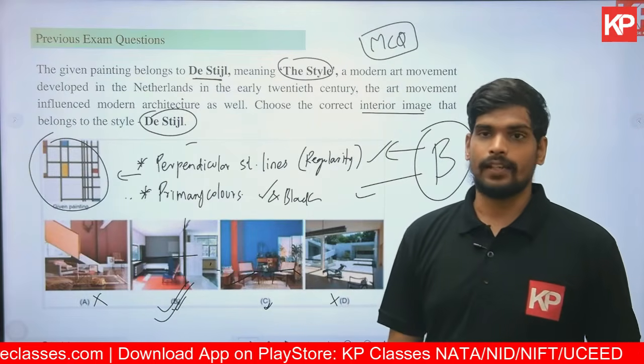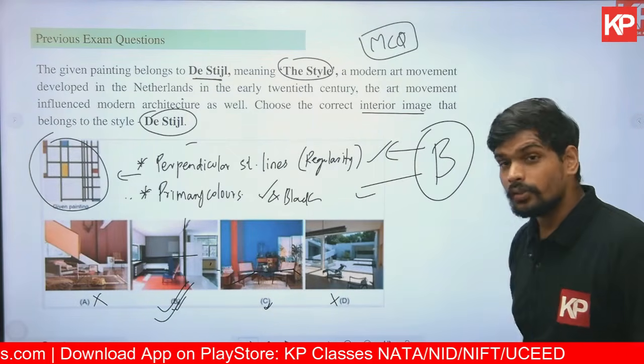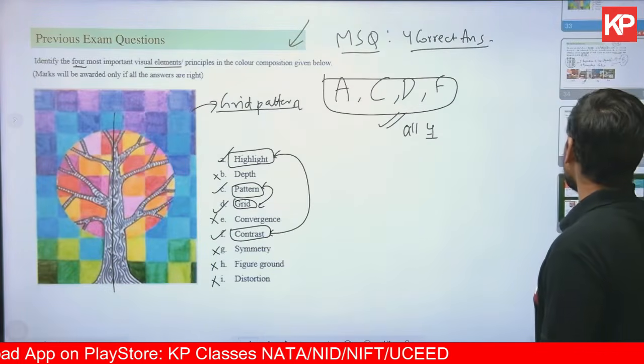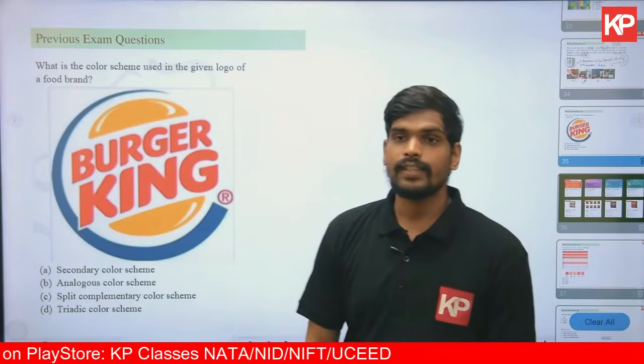So B will be the correct option. So that's how you need to answer such color based questions in the NATA examination. So these will not be very simple. You need to properly analyze and then answer the question.